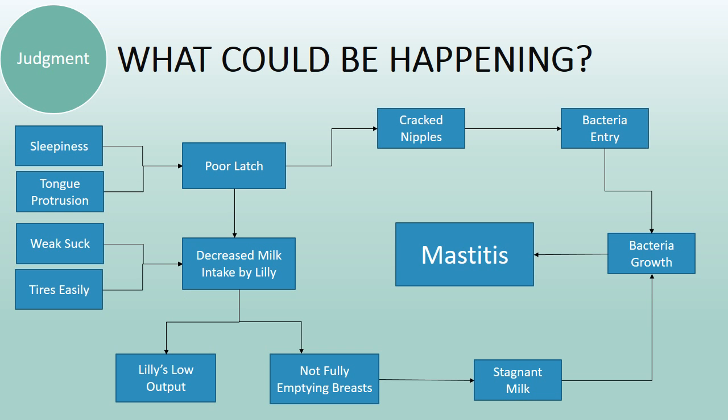Next is judgment. This is where we ask what could be happening. Lily's sleepiness and tongue protrusion can cause a poor latch. This poor latch, then, can cause cracked nipples, which are a portal of entry to bacteria. This causes mastitis. On the left again, Lily's weak suck and low stamina for feeding, along with the poor latch, can decrease milk intake. Low milk intake can cause Lily's low output, as well as Sarah's breasts not being fully emptied. If milk is left in the breast stagnant, bacteria can grow, which causes mastitis.